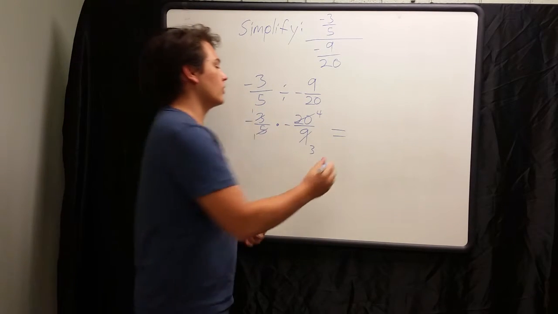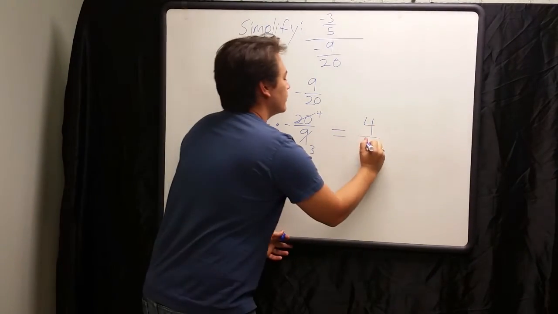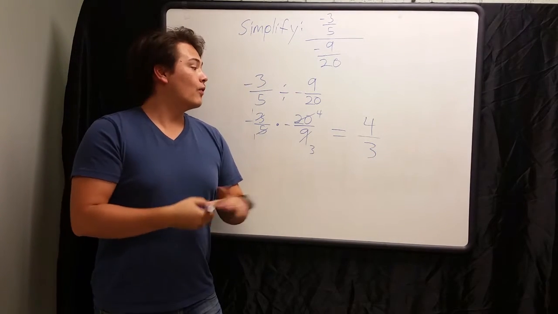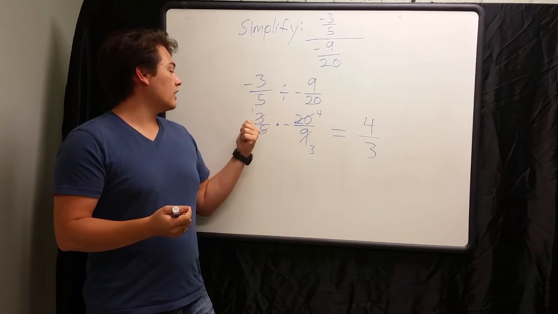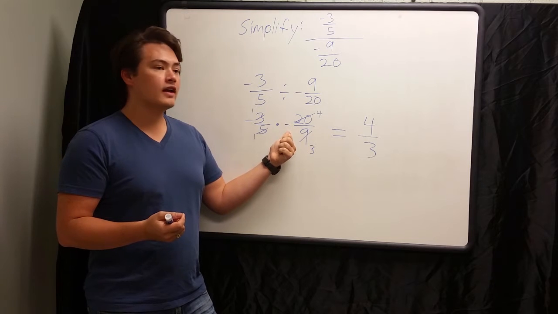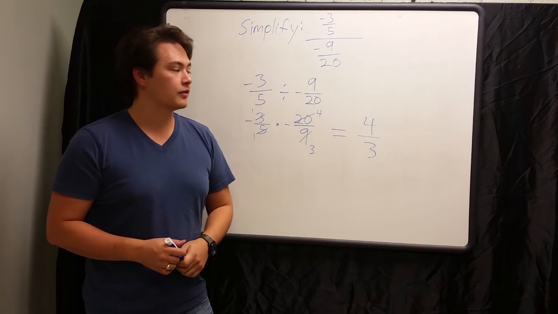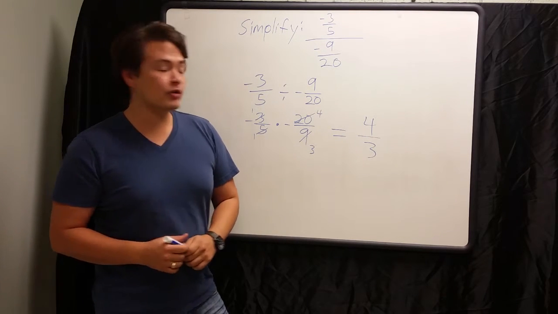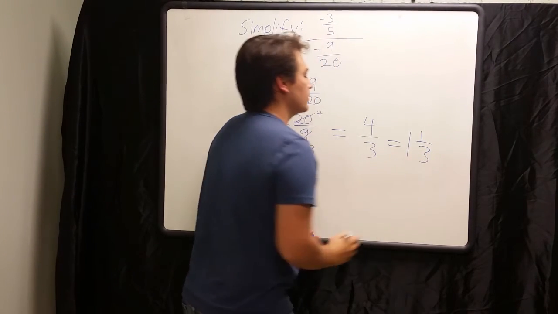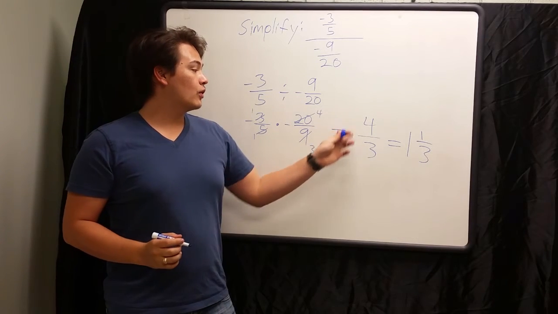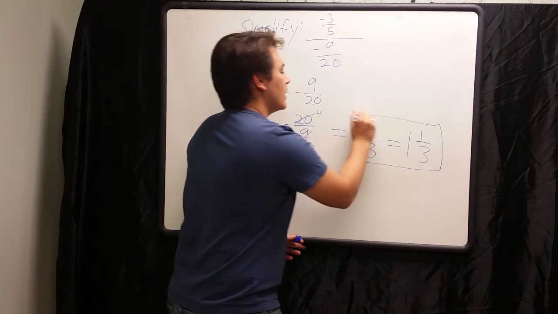So 1 times 4 is going to give us 4, and then 1 times 3 is going to give us 3. So 4 over 3 is going to be my final answer, because we are multiplying a negative fraction by another negative fraction. So a negative times a negative is going to give us a positive answer. And if I wanted to make this a proper fraction, I would write it as 1 and 1 over 3. So either 4 over 3 or 1 and 1 over 3 would be my final answer.